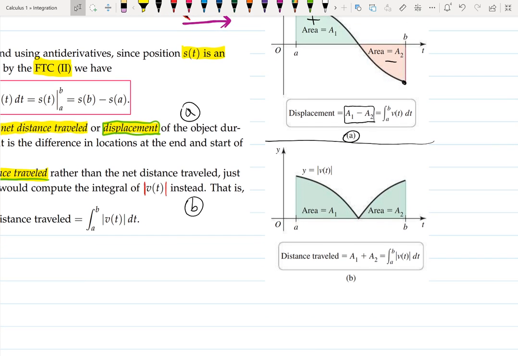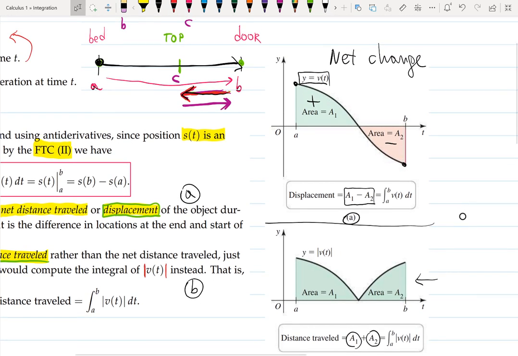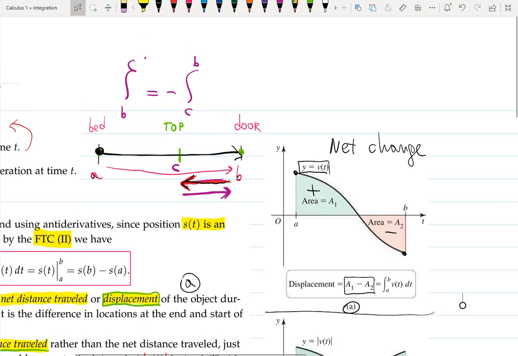For the distance though, I want to know how much I walked. So instead of assuming that this area was negative, I will take the absolute value of that area. Then I will add them together. And then in the example of traveling, it will give me this type of answer. I traveled from the bed to the door.